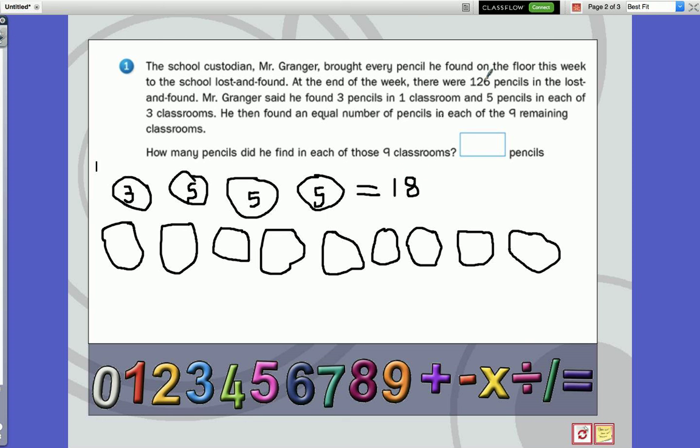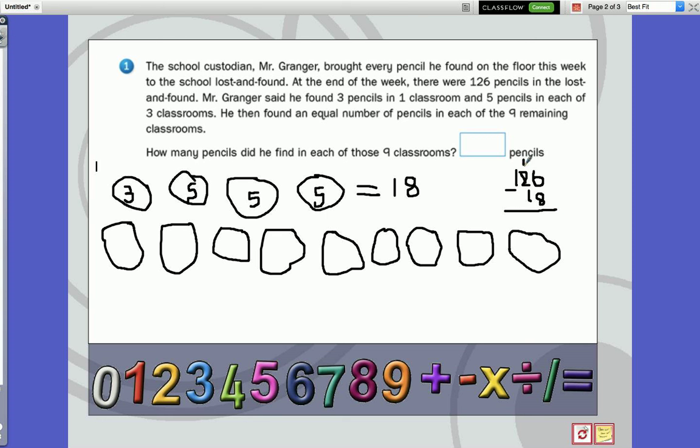And it told me that he found 126 total pencils. He already found the 18 in these, so I'm going to subtract 18 from my total to see how many more pencils are left out there in these classrooms.